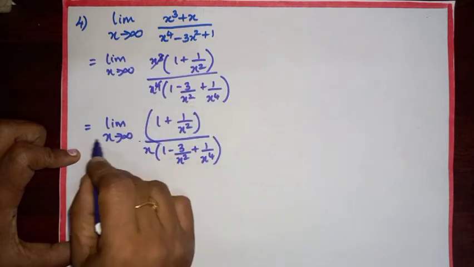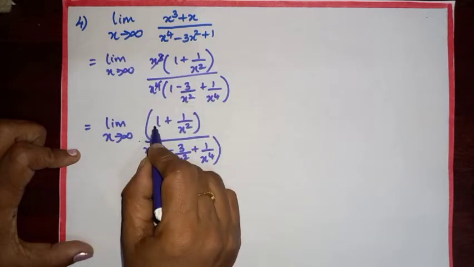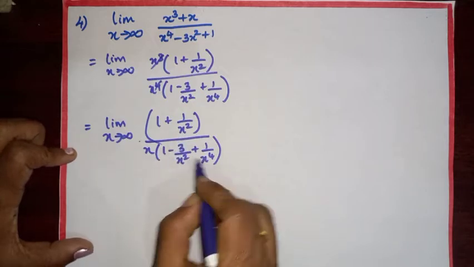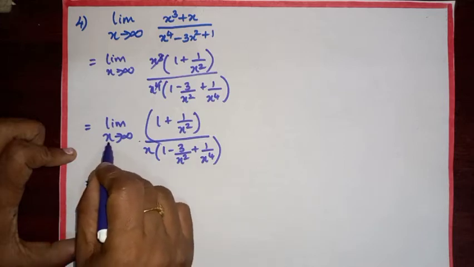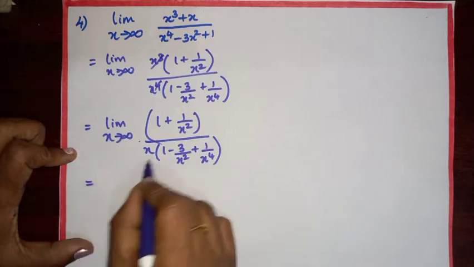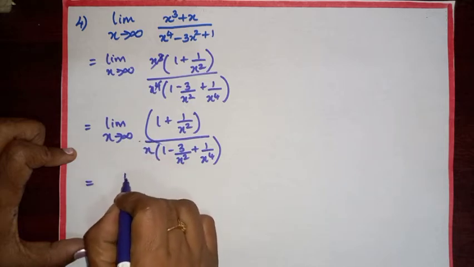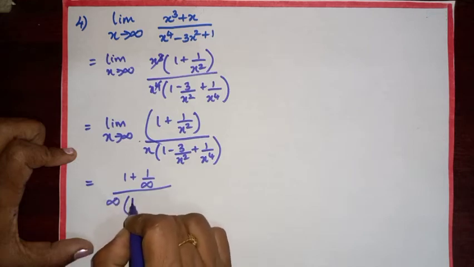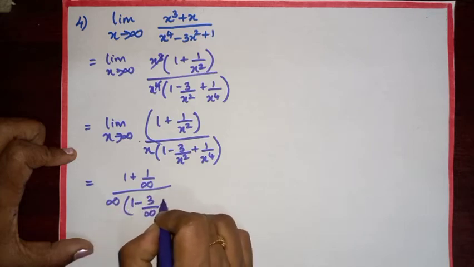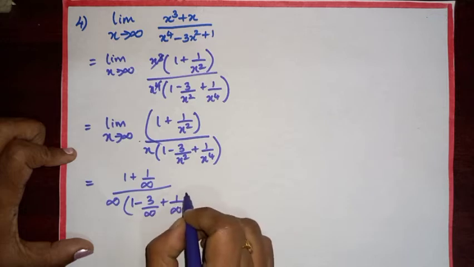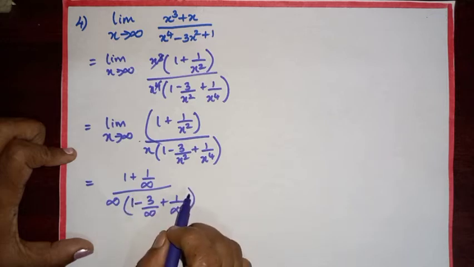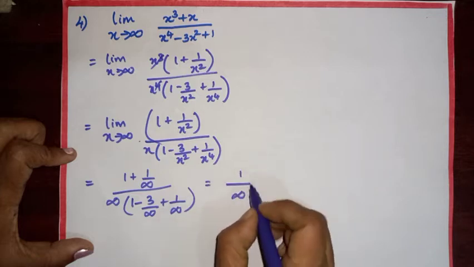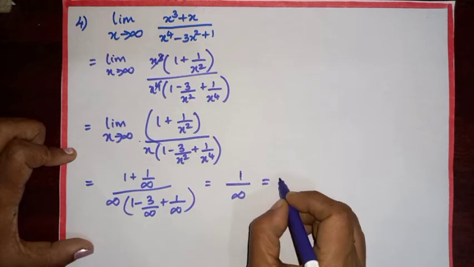Then I get limit x tends to infinity 1 by x, 1 plus 1 by x square by 1 minus 3 by x square plus 1 by x power 4. Now I am going to substitute limit x as infinity. When I am substituting x as infinity, I will get 1 plus 1 by infinity into 1 minus 3 by infinity plus 1 by infinity. So anything divided by infinity will become 0. Then we get numerator as 1, denominator as infinity. Again, anything divided by infinity will become 0.